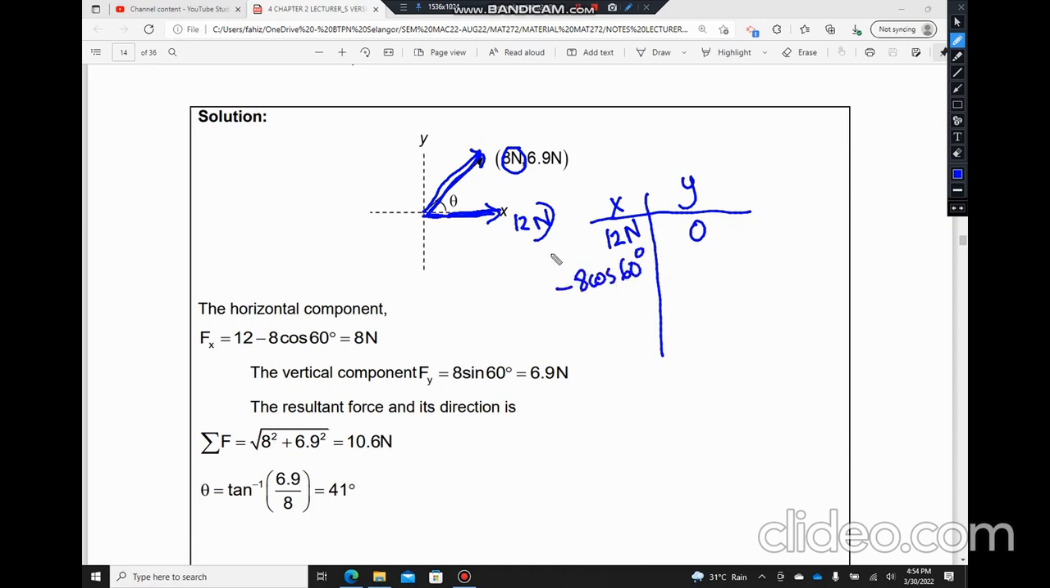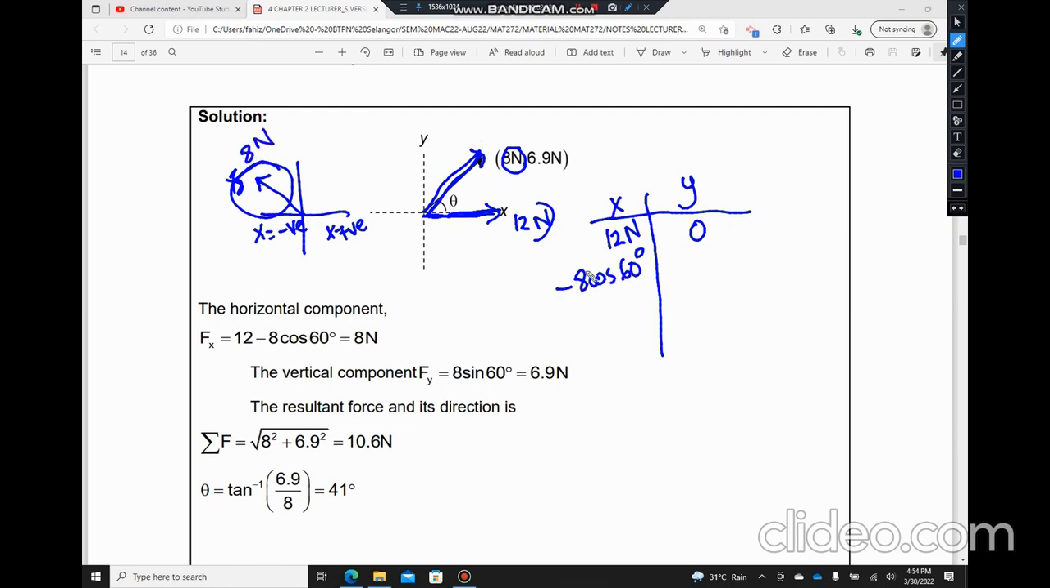Okay, tapi dia negatif. Sebab apa negatif? Sebab raja asal X dia dekat sebelah sini kan, dekat sebelah kiri. So X equal kat sini negatif. So kalau X sebelah sini positif. So since dia berada di sini 8 Newton, so we put here 8 cos 60.